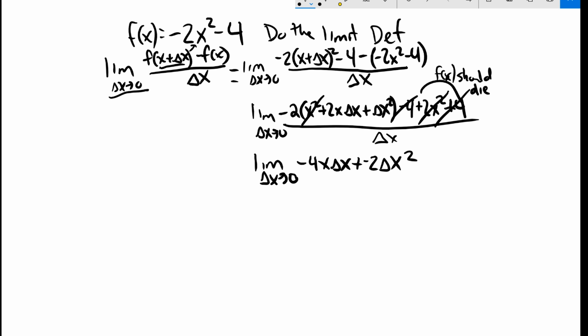Alright. So it's just these two terms, and I multiplied them by -2. And that's over delta x. And the nice part now is that I no longer have to divide by 0 because I can kill a delta x in every single term.